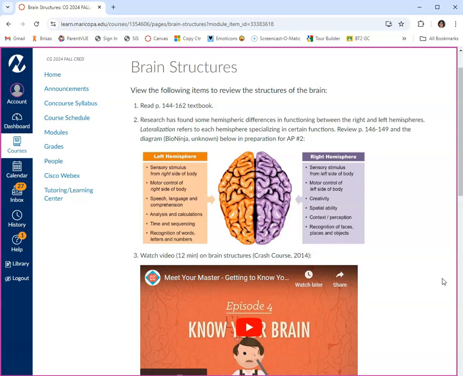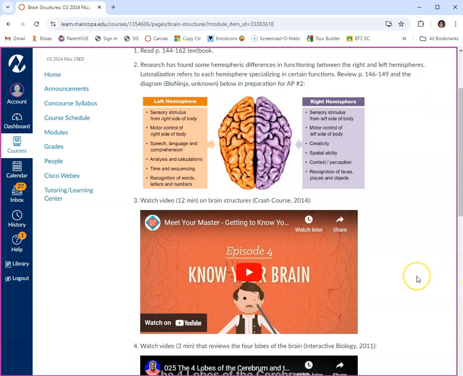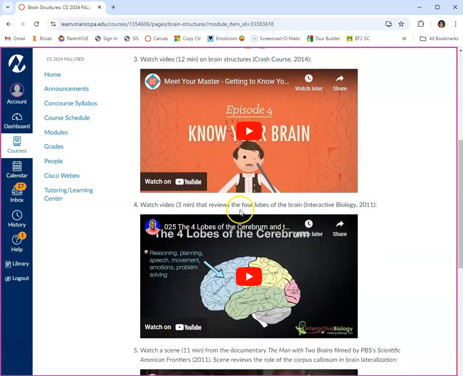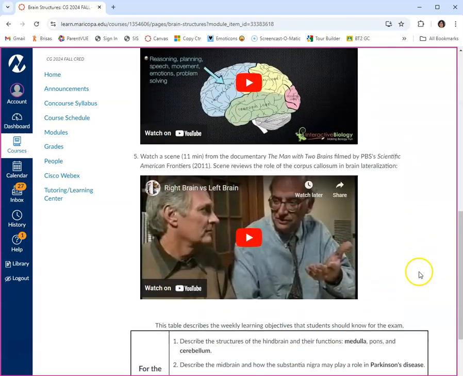Each part of the brain has specific structures that are associated with them. Furthermore, the brain's function can be organized into 4 lobes of the brain: frontal, parietal, occipital, and temporal. Please read the designated pages in the textbook and watch the assigned videos.